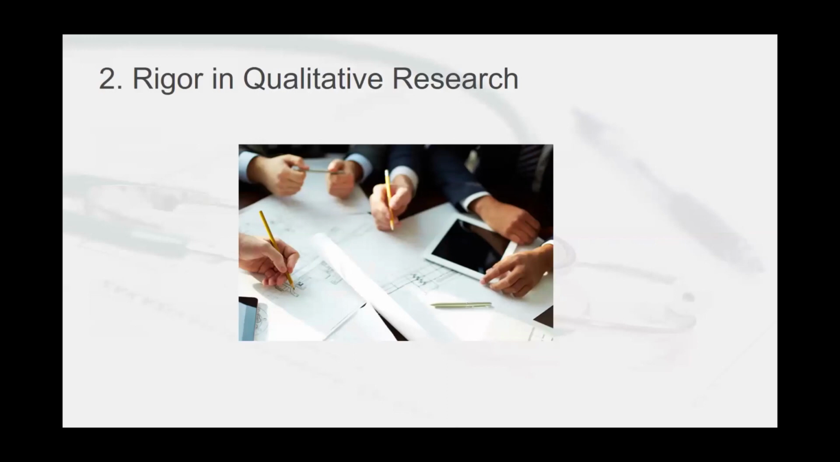Now let's take a look at how to ensure rigor in qualitative research. We all know, regardless of whether you're doing a quantitative study or qualitative study, the goal of a researcher is to produce or generate rigorous knowledge that can transform science and practice, right? You want your evidence to be grounded in empirical data, and it can be replicable by other researchers.